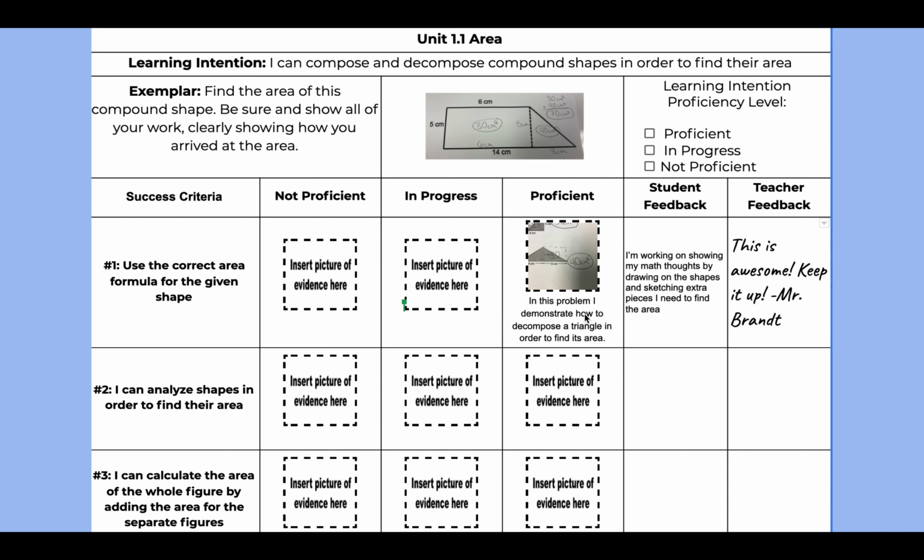Then they're going to type a little sentence here explaining why they put it in the proficient box. They might put it in progress. They might put it in not proficient. The student and I are going to have a conversation about where it should belong. Then they're going to type up some feedback, and I'm going to also type up some feedback as we continue this conversation.